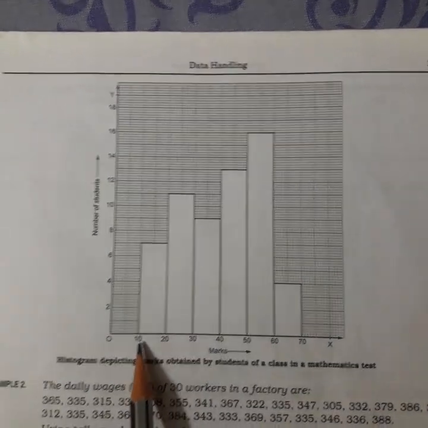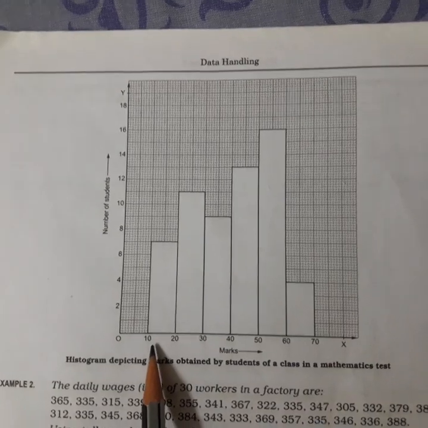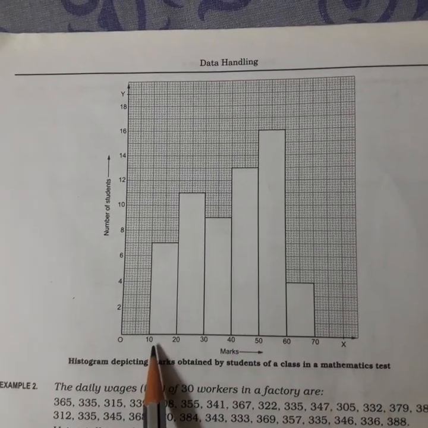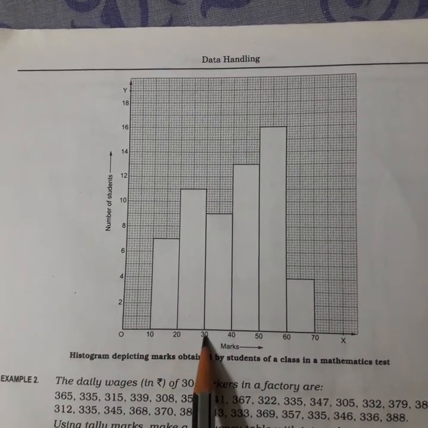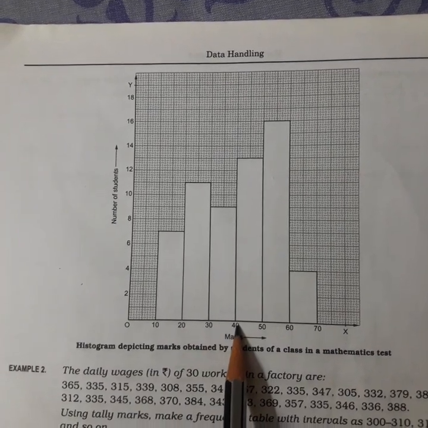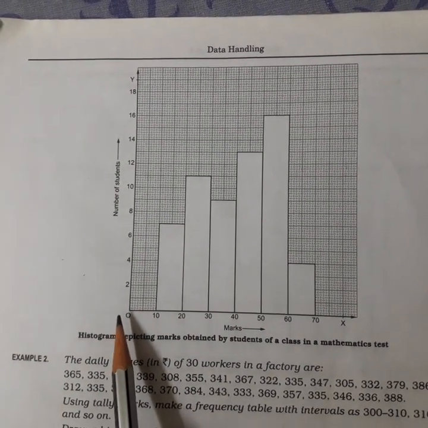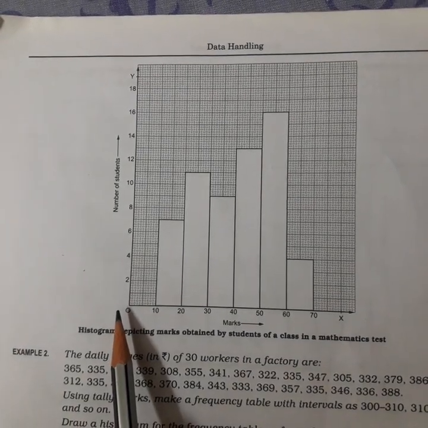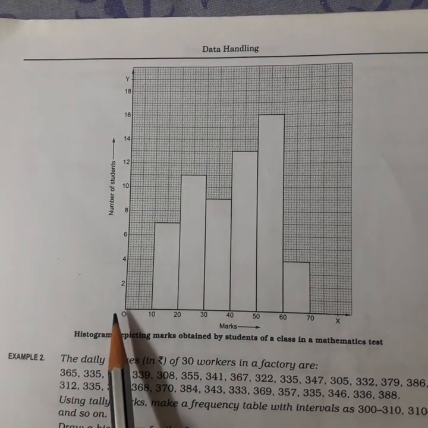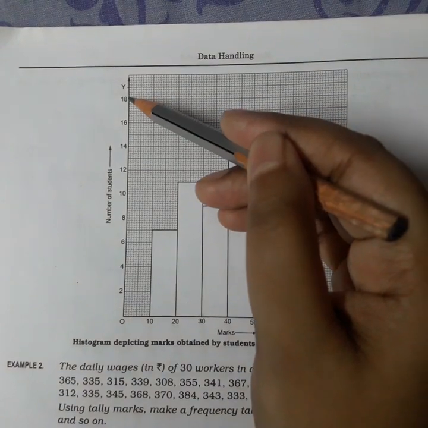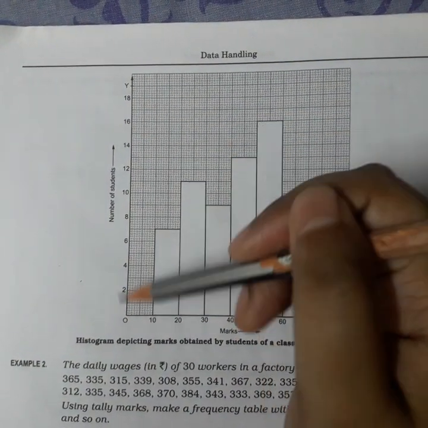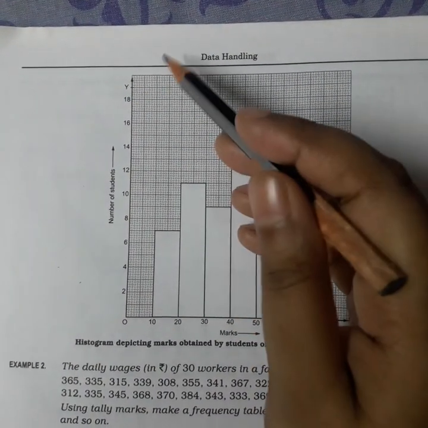So here I am explaining example number 1. Here the class intervals are given 10 to 20, 20 to 30, 30 to 40, on that way. And in y-axis we have to plot the frequencies. Here number of students is given. So maximum number of students 16 is given, so I have to plot up to 18. So in y-axis I have plotted frequencies.